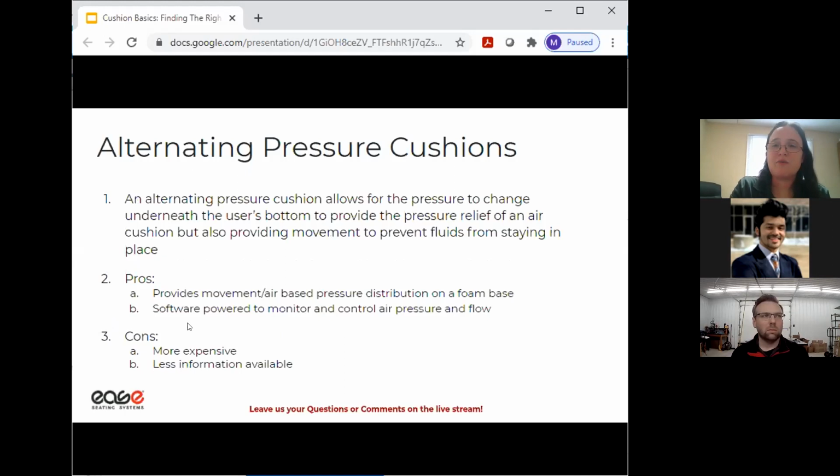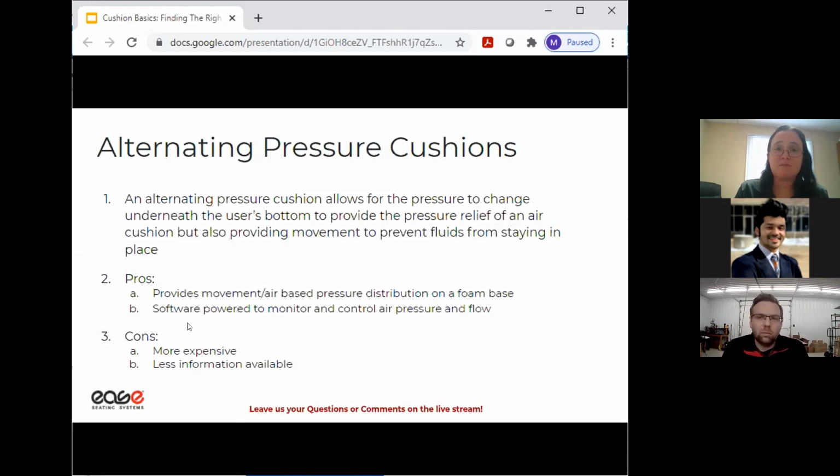And lastly, we have alternating pressure cushions. An alternating pressure cushion allows for the pressure to change underneath the user's bottom to provide the pressure relief of an air cushion, but also provides the movement underneath you to prevent fluids like blood and other bodily fluids from staying in one place.